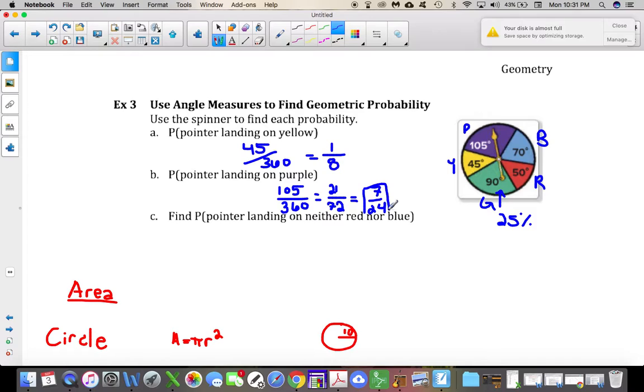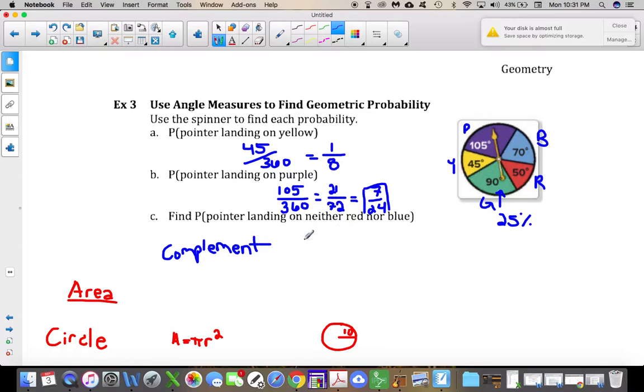Okay, so reduce those as far down as you can. And then find P, the pointer landing on neither red nor blue. Okay, red and blue are here. Rather than adding these 3 sections together, I'm going to find what's called the complement. I don't know if we talked about that in this class before. Complement, E-M-E-N-T.